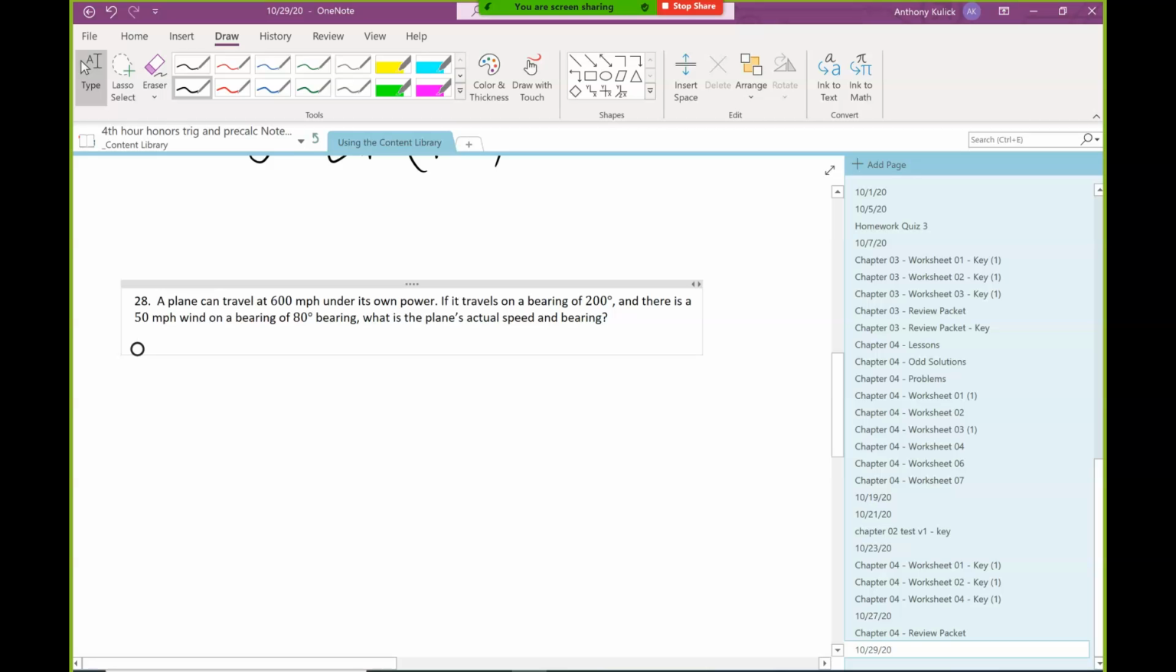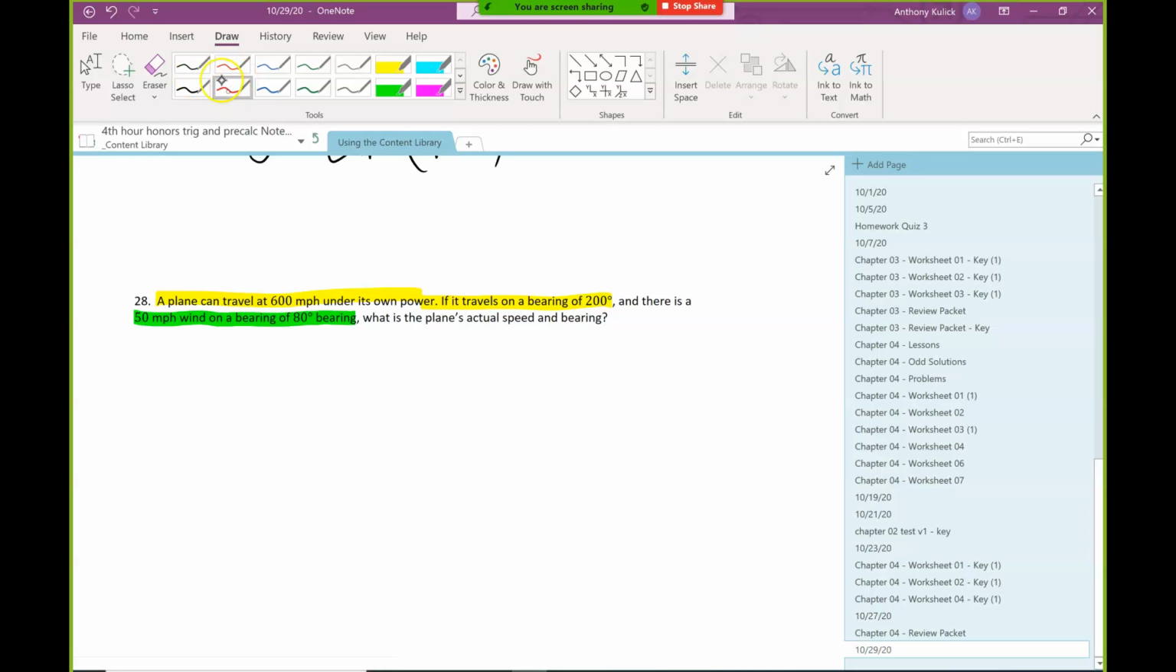Okay, so this is a vector problem, right? So it says a plane can fly at 600 miles per hour under its own power. If it's traveling at a bearing of 200 degrees, and there's a 50 mile per hour wind at a bearing of 80 degrees, what is the plane's actual speed and bearing? So I see two vectors, v1 and v2. And the interaction of those is going to give this plane's actual speed, right?